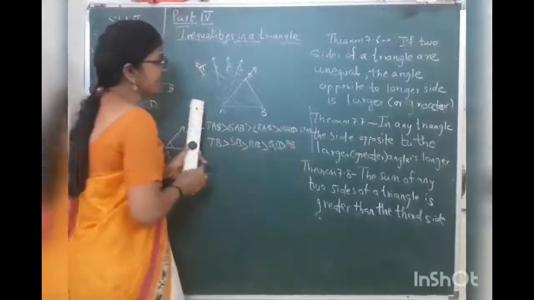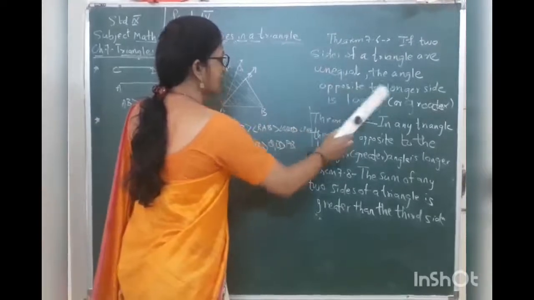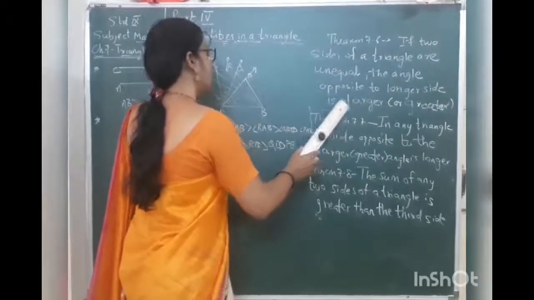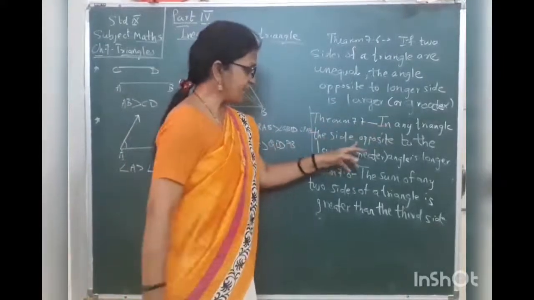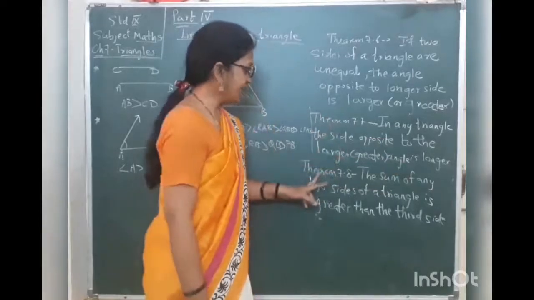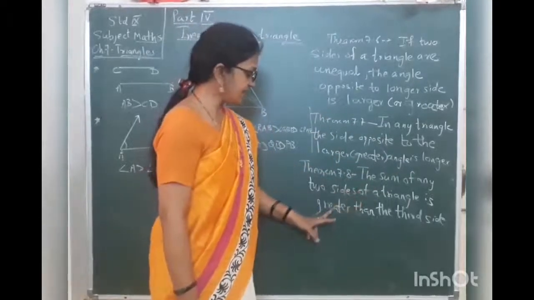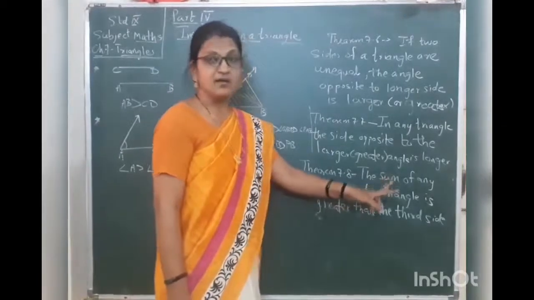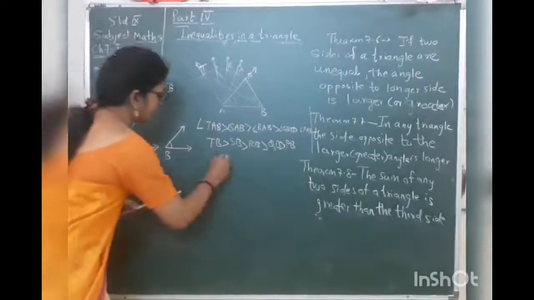So from this, if two sides of a triangle are unequal, then the angle opposite to the longer side is larger or greater. Now theorem 7.7. In any triangle, the side opposite to the larger angle is larger or longer. Theorem 7.8. The sum of any two sides of a triangle is greater than the third side.